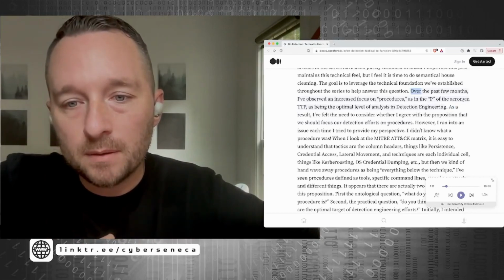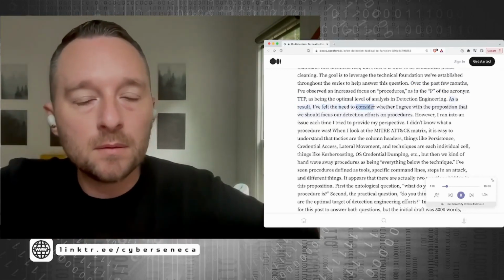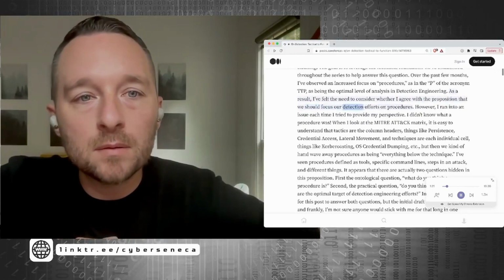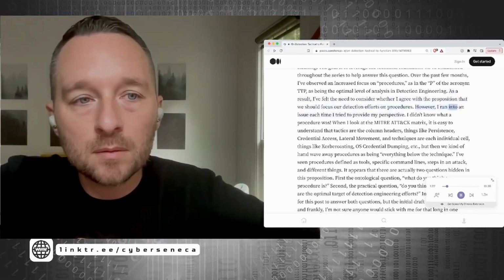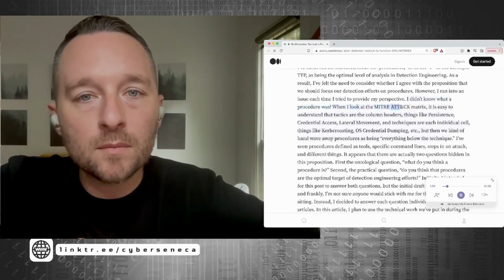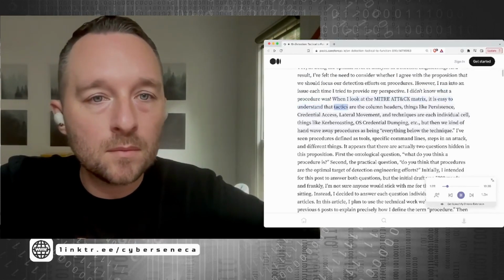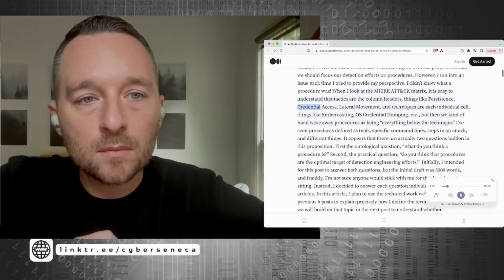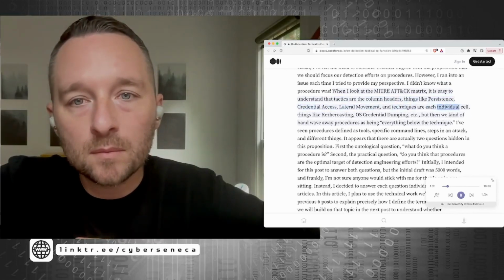As a result, I felt the need to consider whether I agree with the proposition that we should focus our detection efforts on procedures. However, I ran into an issue each time I tried to provide my perspective. I didn't know what a procedure was. When I look at the MITRE ATT&CK matrix, it is easy to understand that tactics are the column headers, things like persistence, credential access, lateral movement, and techniques are each individual.